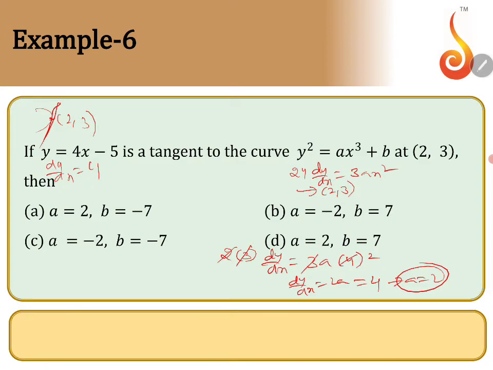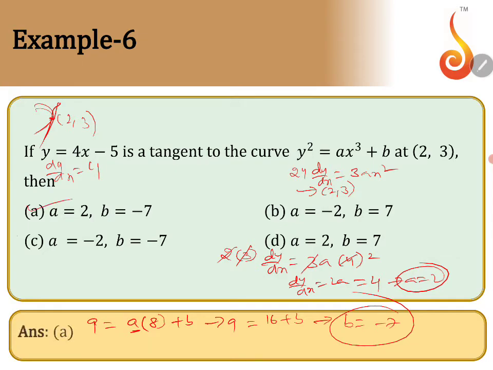Now look at this side, this 2 comma 3 lies on the curve also, okay? That means we can substitute. So that means 3 square 9 is equal to a into 2 cube 8 plus b. So therefore 9 is equal to, a value we already got 2, 2 8s are 16 plus b. Hence b is equal to 9 minus 16, minus 7. So therefore the answer is a is equal to 2, b is equal to minus 7. Option A.